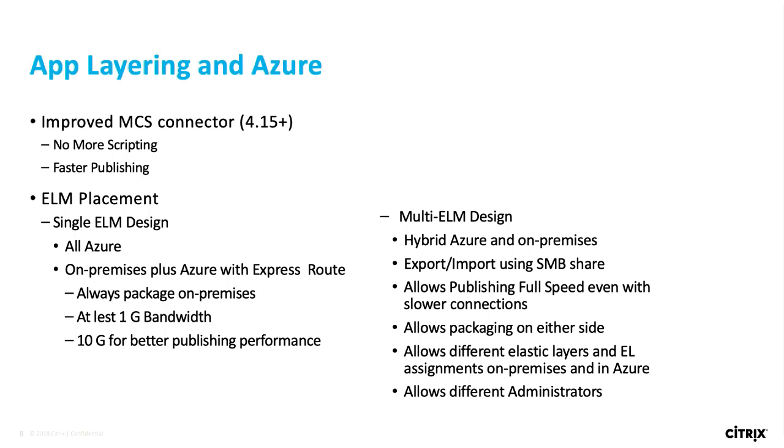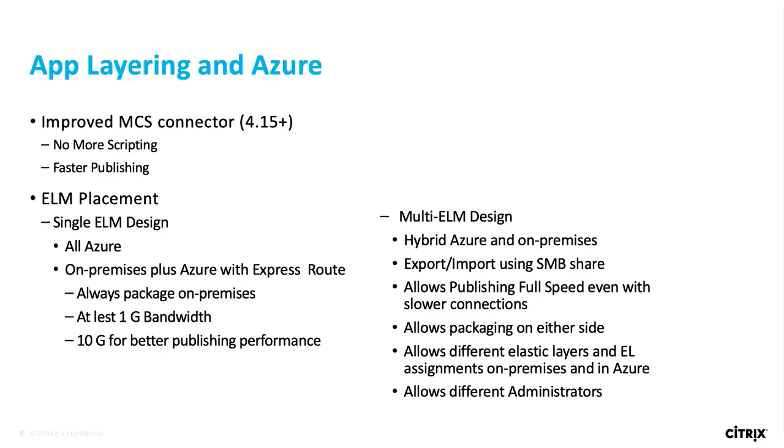We redid the connector so that now it doesn't run sysprep. It publishes the disk to your blob storage, and you just have to use that through MCS, right? So publishing now to Azure is about an hour less than it was before 4.15. That change was made in 4.15 last year, so it's much better.